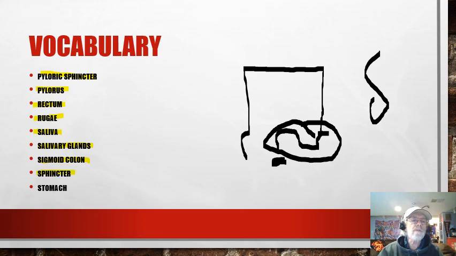Sphincter. I mentioned sphincter multiple times, and a sphincter we know is just a ring of muscles around a tube. If the sphincter's open or relaxed, things go through. If the sphincter contracts, it closes and nothing goes through.